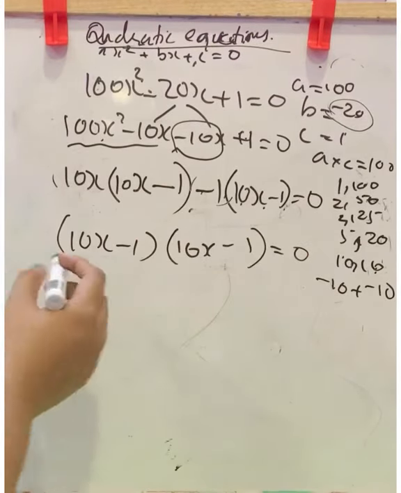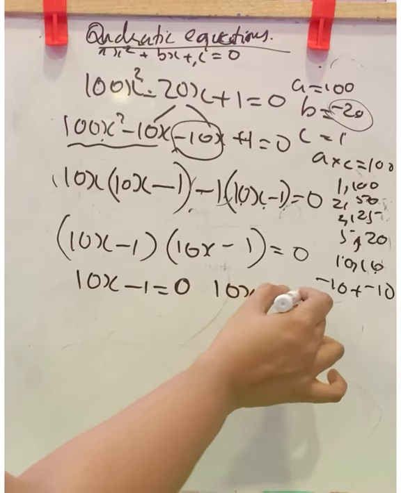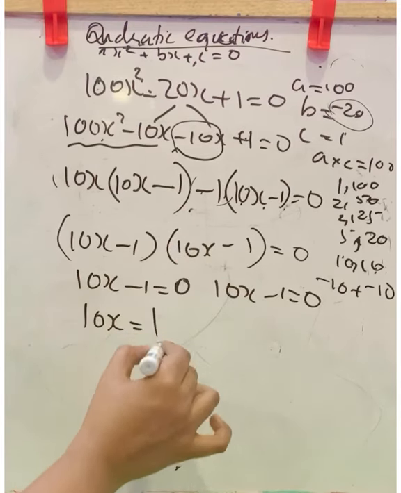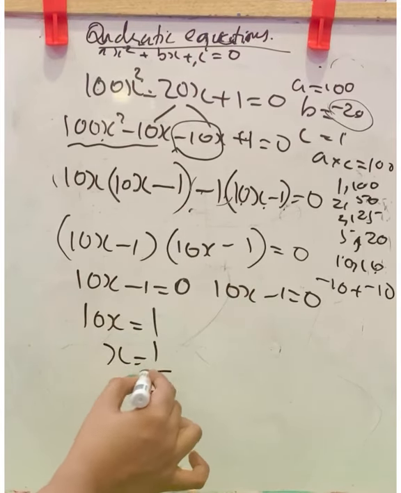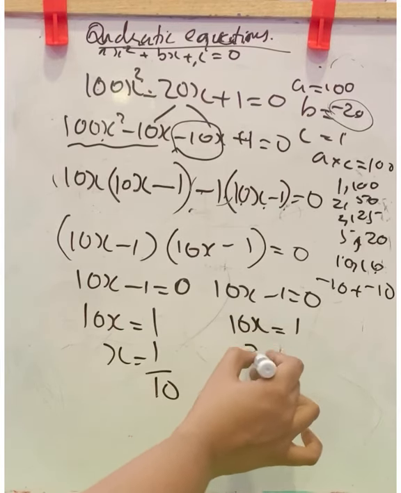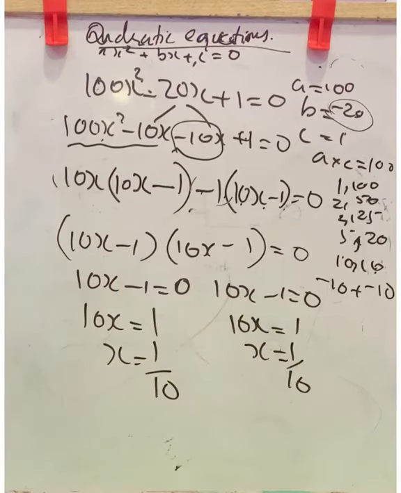Now equate each to 0. 10x minus 1 equal to 0. Here 10x is equal to minus 1 taken to RHS plus 1. X is equal to 1 by 10. Here also 10x is equal to positive 1. X is equal to 1 by 10. So both roots are 1 by 10 and 1 by 10.